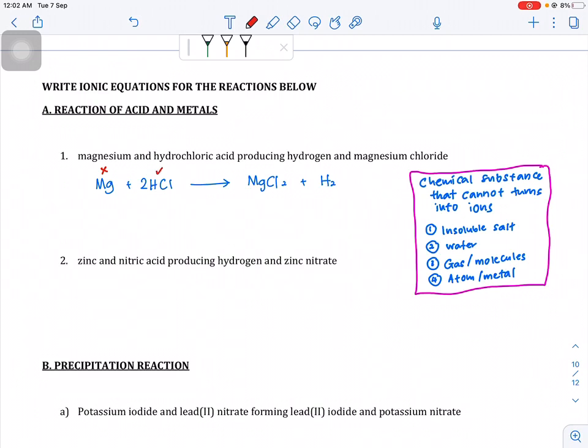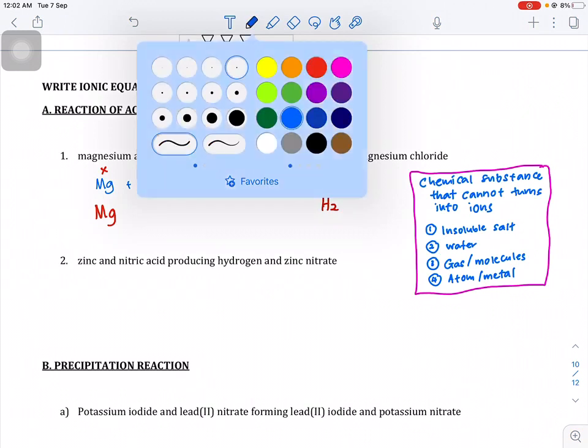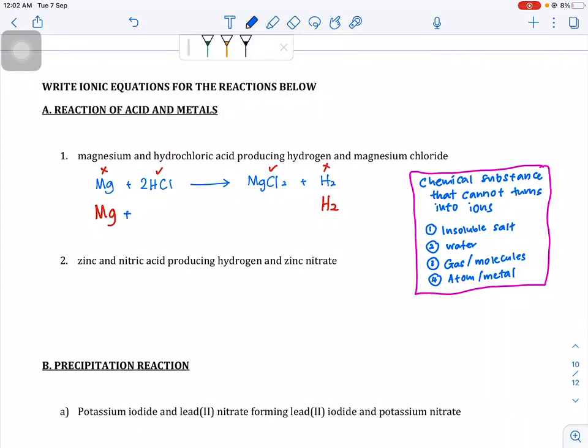Hydrochloric acid is not listed here. So, can. Magnesium chloride is a type of soluble salt. So, can. Hydrogen is a gas. It's a molecule. Cannot. So, we copy yang cannot ni dulu. Tak nak pening. Okay. Now, baru kita pecahkan kepada yang kita boleh pecah. HCl, kita pecahkan kepada hydrogen ion and chloride ion. Magnesium chloride, we split into magnesium ion and chloride ion. And we have 2 chloride ions.